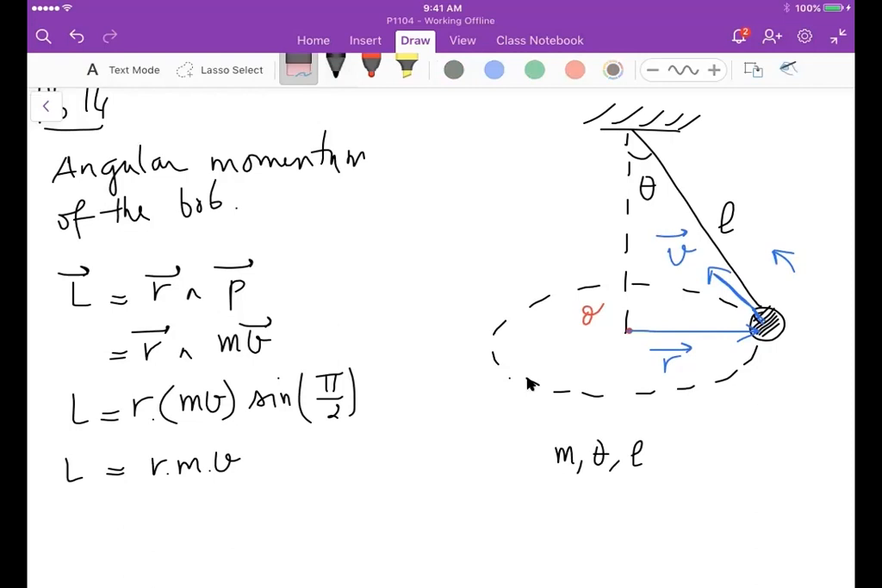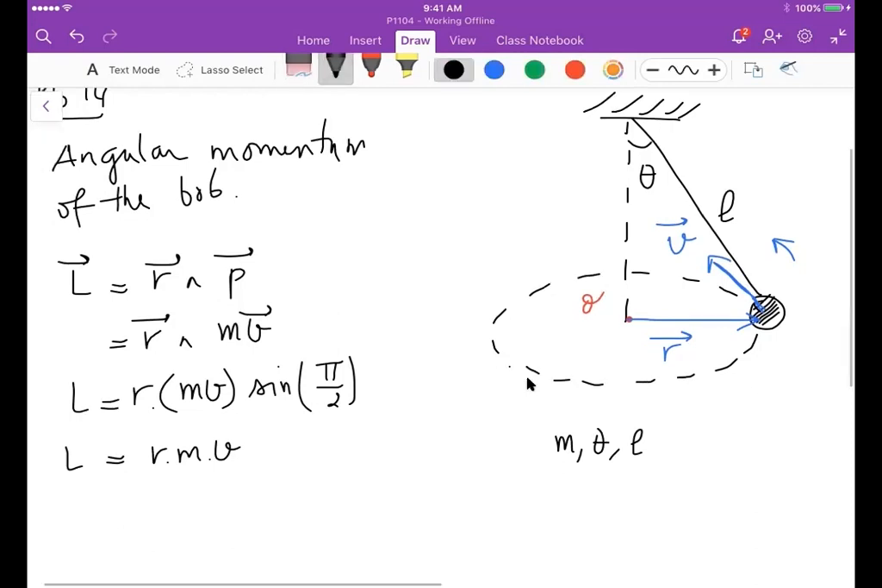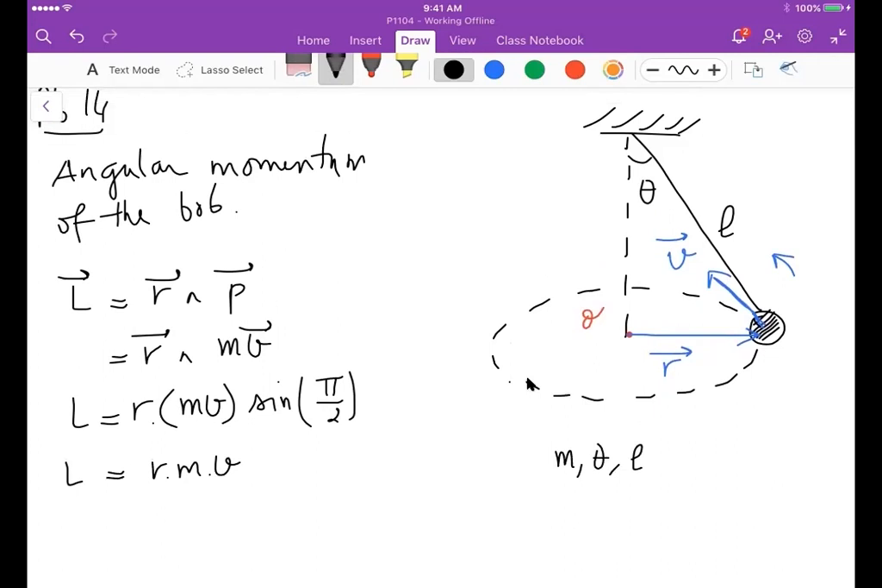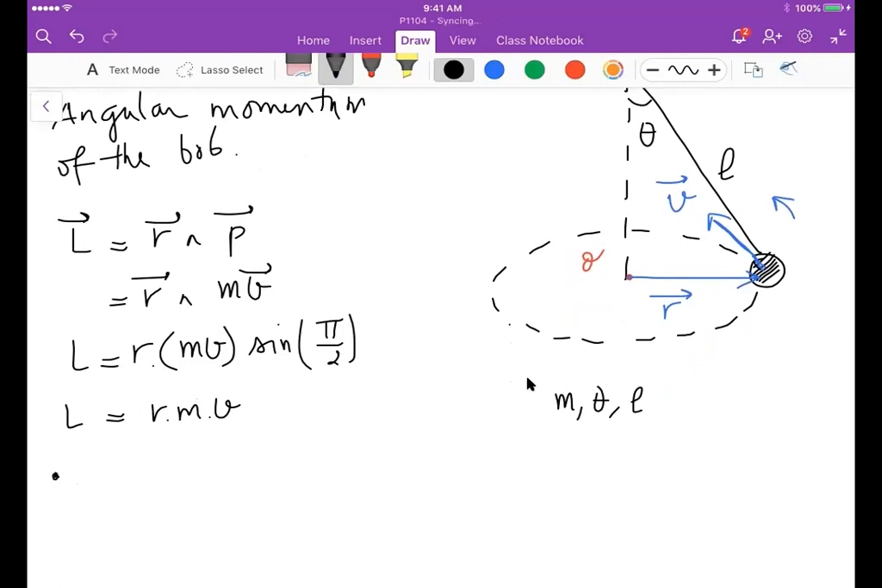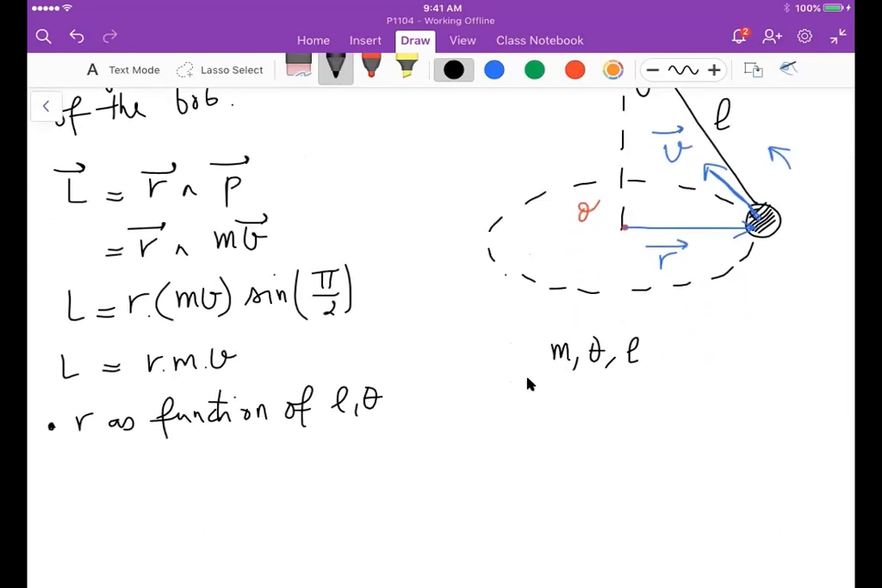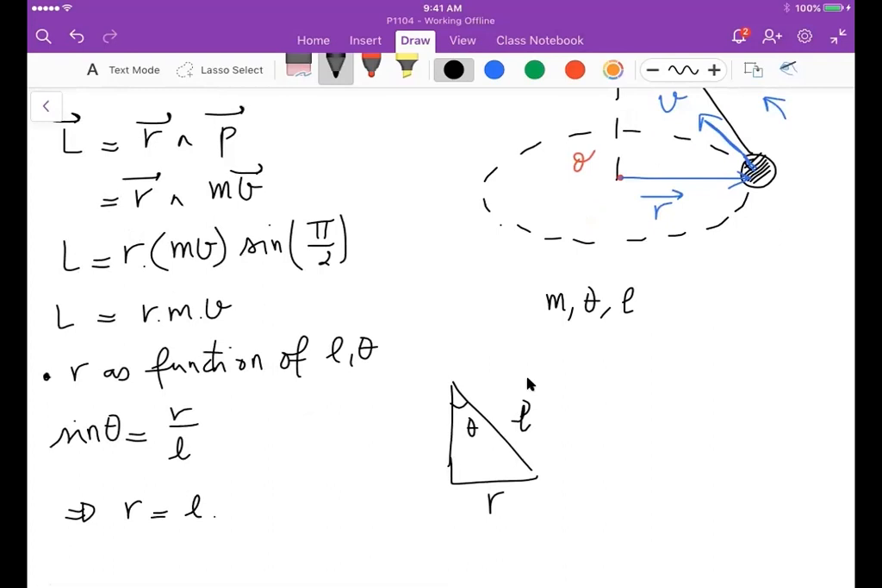So let's do it. Okay, let's start first with r. If you look at this drawing, you get this triangle. So let's express r as a function of known variables. It has to be a function of l and theta, because m has nothing to do with r. If you look at the drawing, you have this triangle which has r, this is l, and this is theta. So you can immediately recognize that sine theta is defined by r over l. And so we can express r as a function of l and theta as r equals l multiplied by sine theta. So this is the first variable in the angular momentum that was unknown and is now known. It's a function of l and theta.